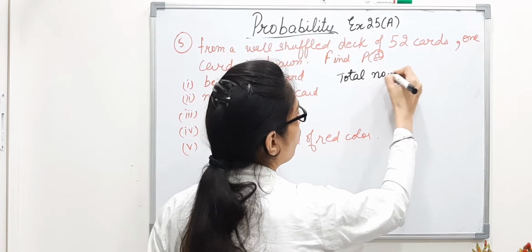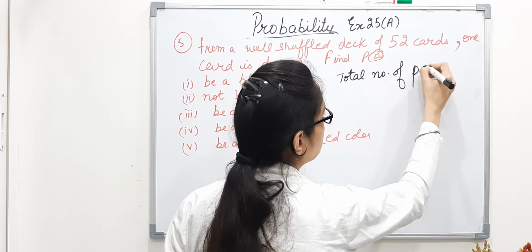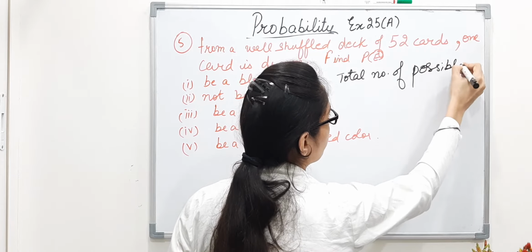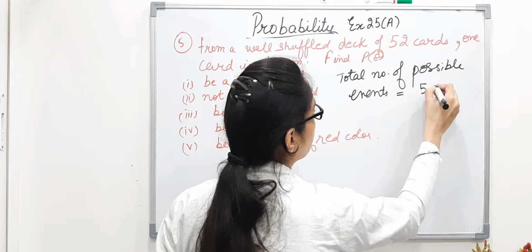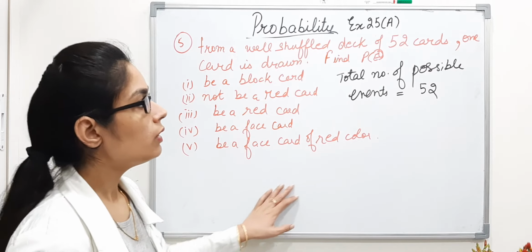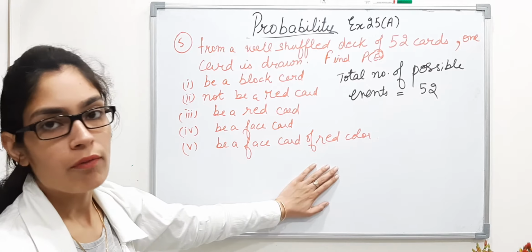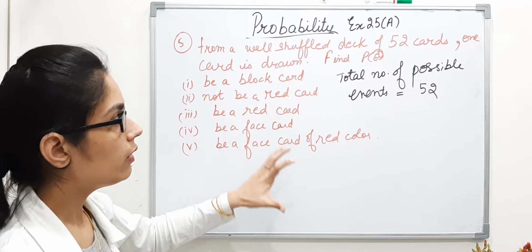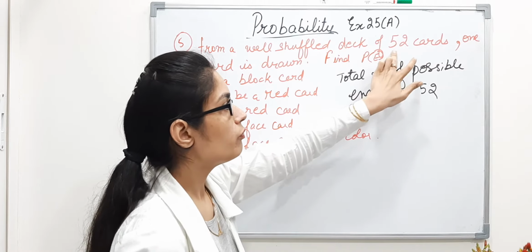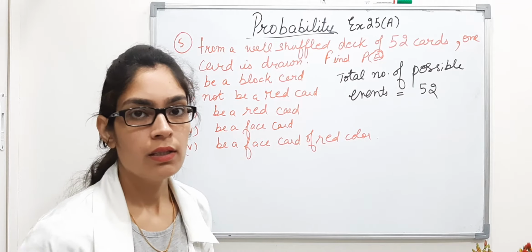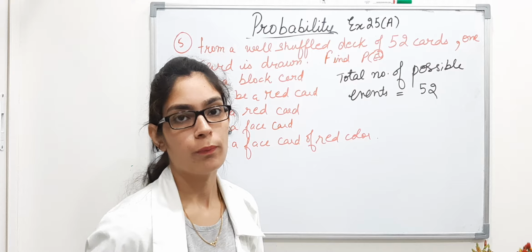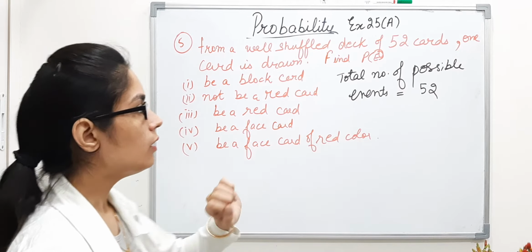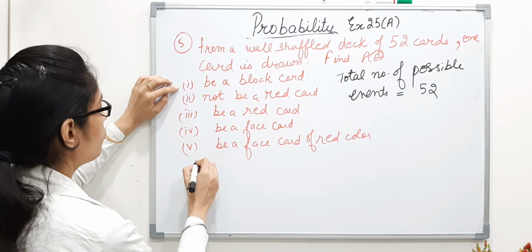Total number of possible events is equal to 52. Because if all the cards you have to take, total number of cards are 52, which means the total number of possible outcomes is also 52. So this is done. Now we shall proceed towards the first part.